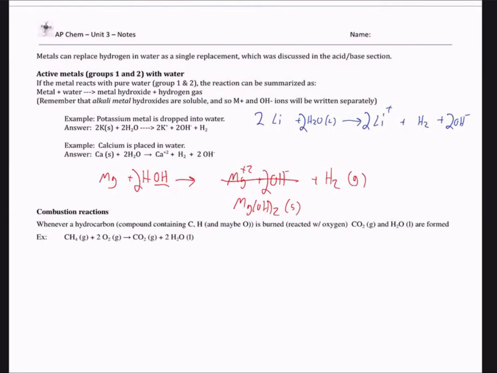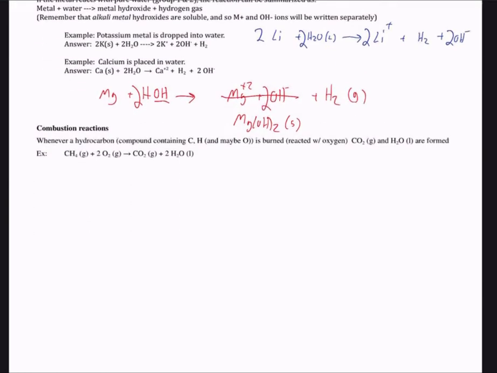So that's tricky, right? So when you're writing net equations, at the end of it, you should still be aware of your solubility rules and think to yourself, all right, did what I write make sense? Is this supposed to be in a solid form? Is this supposed to be aqueous? Okay. So metals, first two columns are active metals. They will react with water. You get hydrogen gas, and you get a metal hydroxide. Whether that metal hydroxide is solid or aqueous depends on the solubility rules.